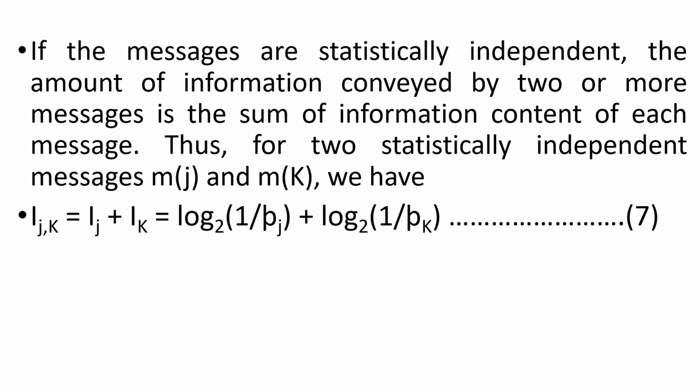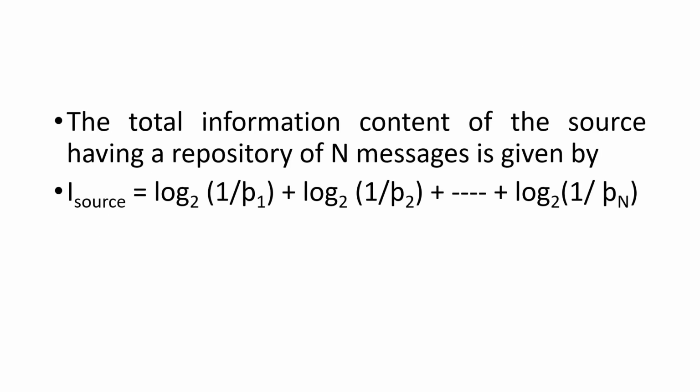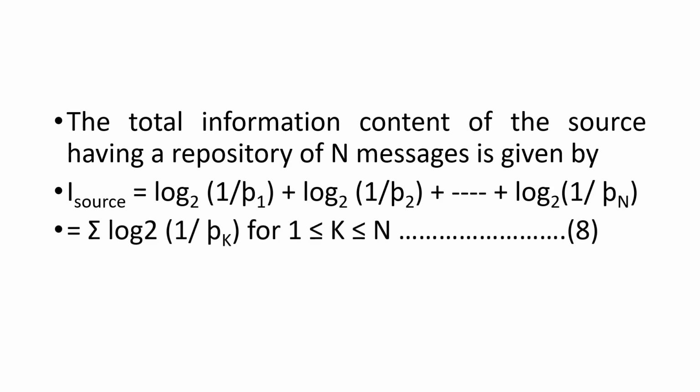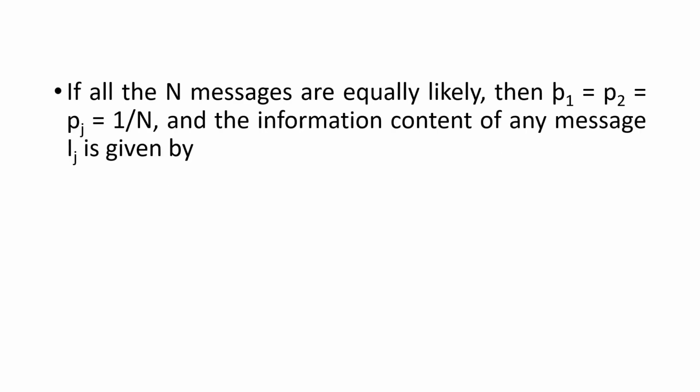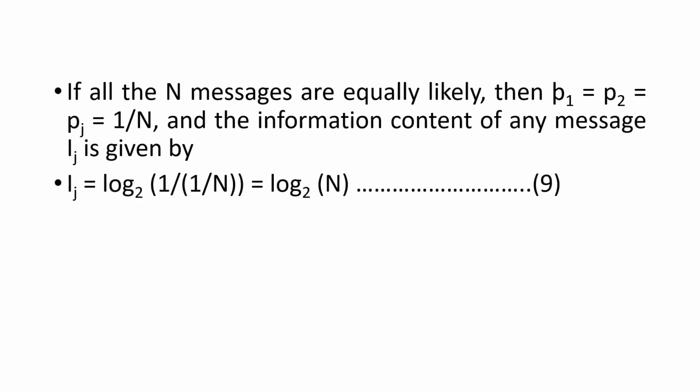This is equation 7. Now the total information content of the source having a repository of n messages is given by I source equal to log base 2 1 by p1 plus log base 2 1 by p2 plus ... plus log base 2 1 by pn, equal to summation of log base 2 1 by pk for 1 less than or equal to k less than or equal to n. If all the n messages are equally likely, then p1 equal to p2 equal to pj equal to 1 by n.